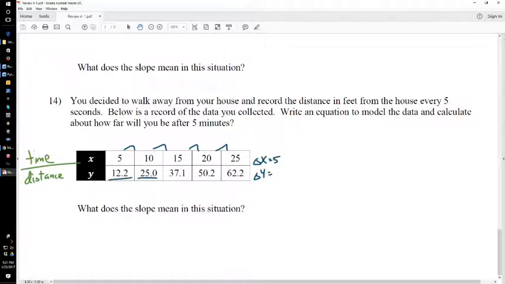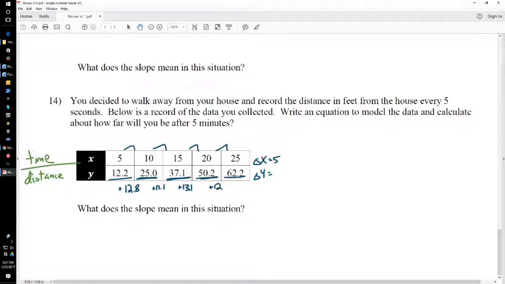25 minus 12.2 is 12.8. So we're going up 12.8. 37.1 minus 25 equals plus 12.1. All right. 50.2 minus 37.1 equals, we went up 13.1 on that one. And then last but not least, 62.2 minus 50.2 is a 12.